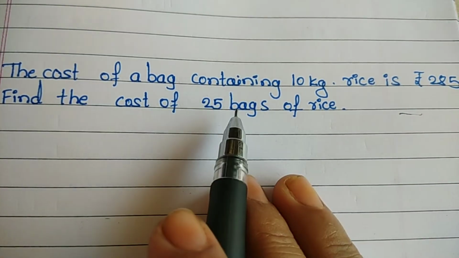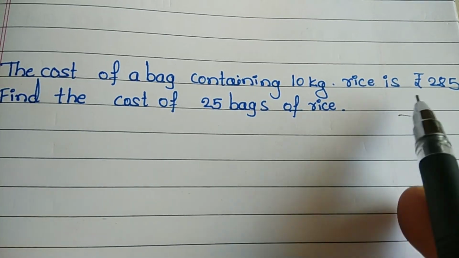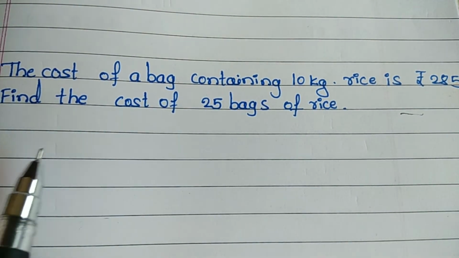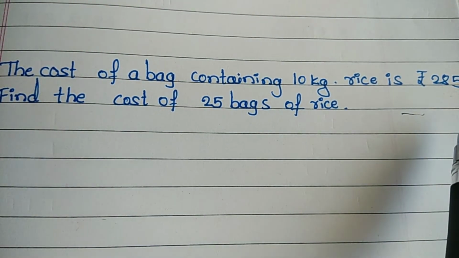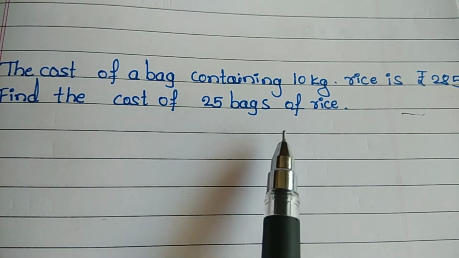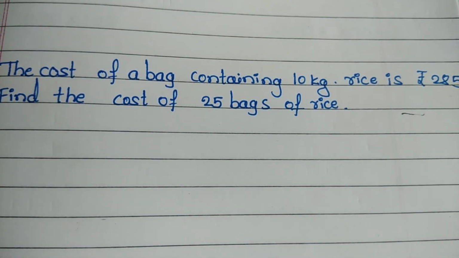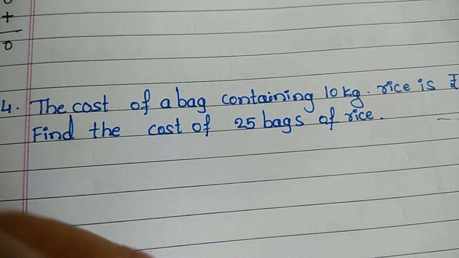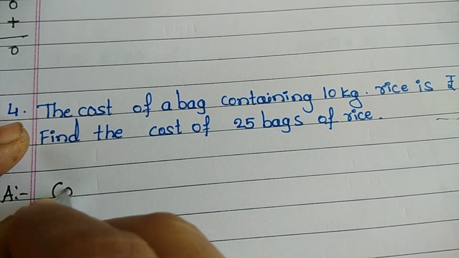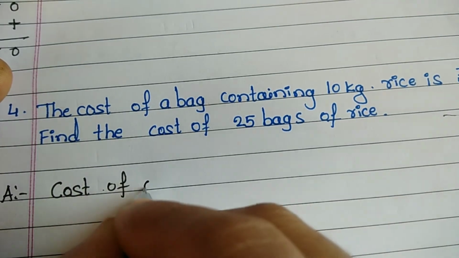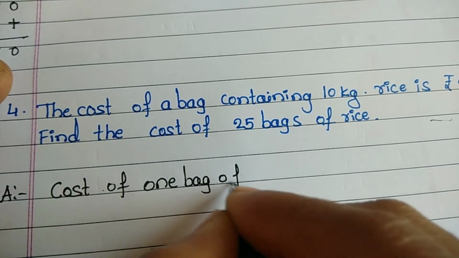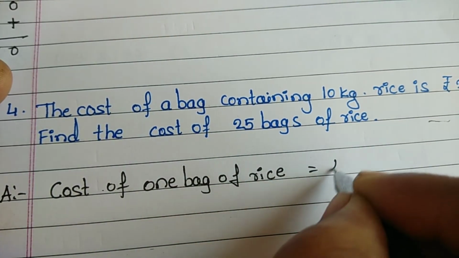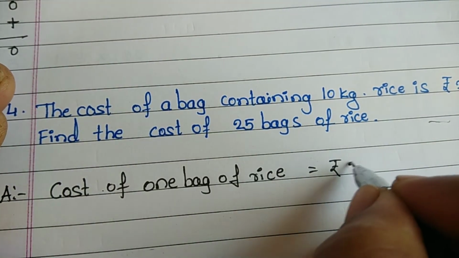The cost of a bag containing 10 kg rice is 285 rupees. Find the cost of 25 bags. See children, a 10 kg bag of rice costs 285 rupees, and 25 bags of rice cost how much money, they ask. Okay. Yes, write down. Cost of one bag of rice. One bag of rice is how much? The 10 kg bag is how much?